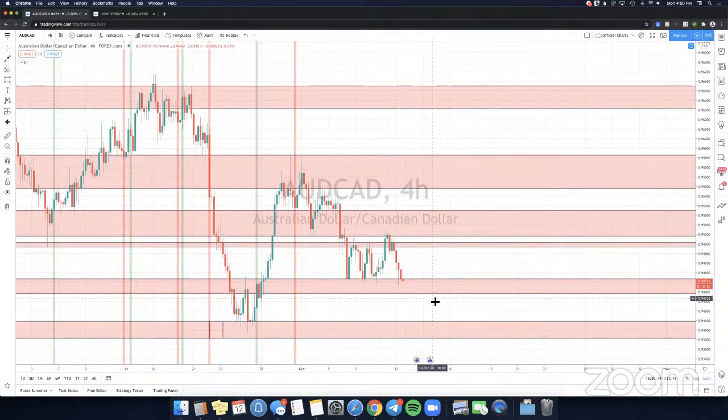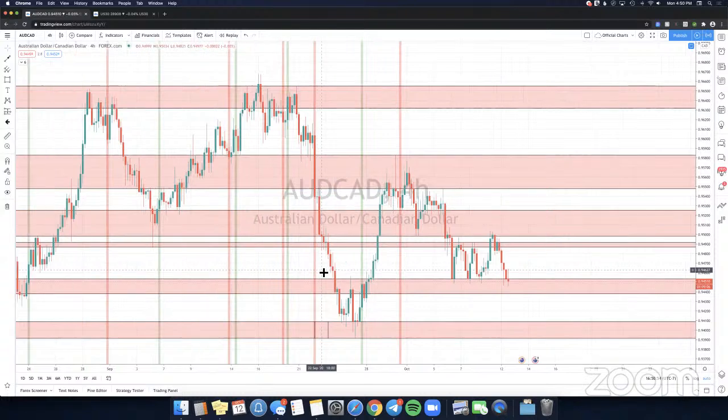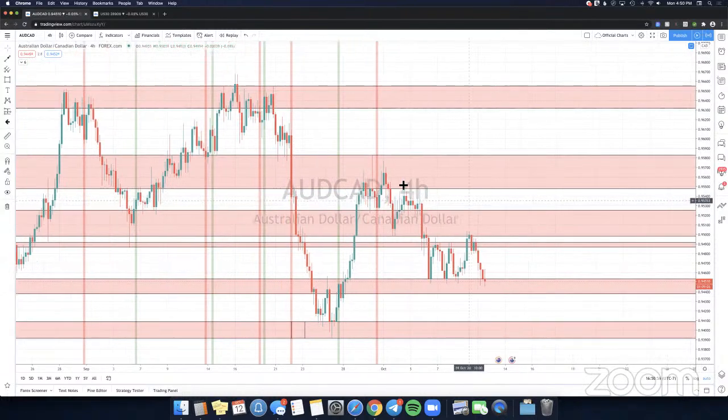Like, we know exactly where the rejection points are, but there's no edge to pretty much ride this in either direction. So until we get that edge, I'm going to hold off on taking any trades on this pair. But you guys get a gist of what I'm looking for, and you can see how easy it is to pretty much time the market where you can ride it from zone to zone.